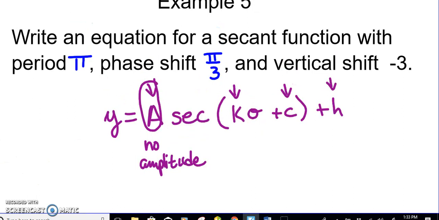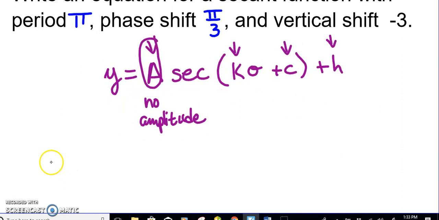H should be pretty easy to find, so let's do that first. H, we know, should be -3, because that means we're going down 3. So we just put a -3 on the back. That's your H. Quick and easy. Done.